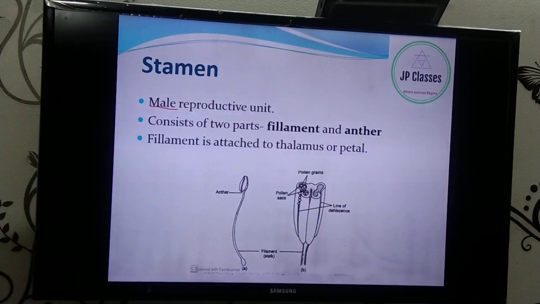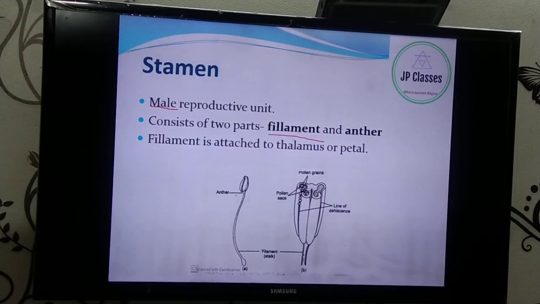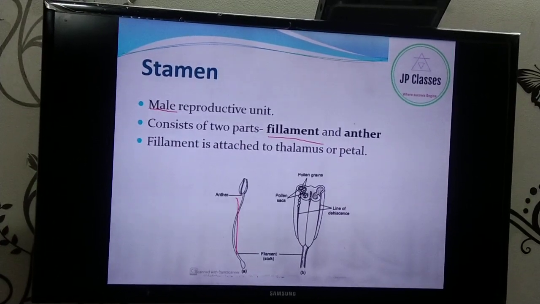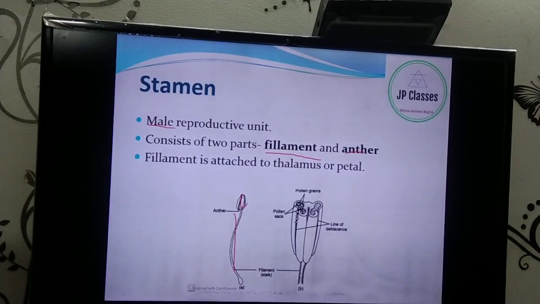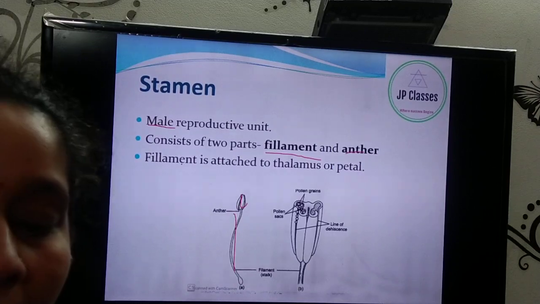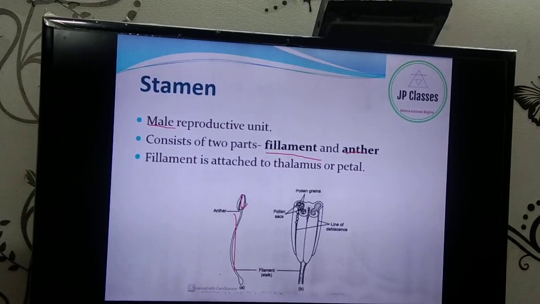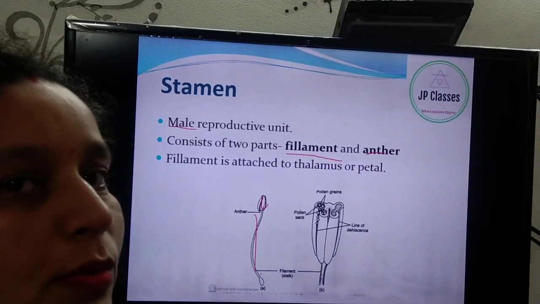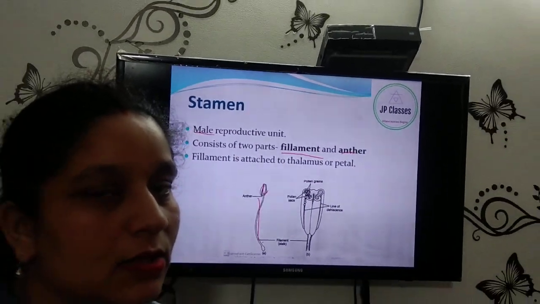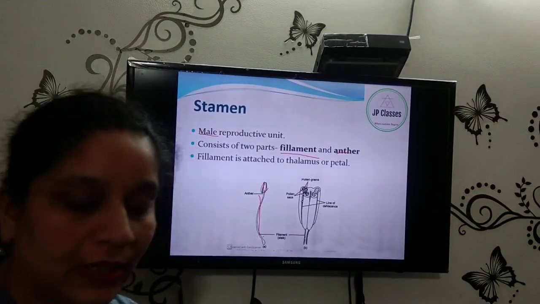Now the stamen consists of two parts. One is your filament, the stalk one. This stalk is known as your filament, and the other is the anther. Anther, this is your bilobed structure. This structure is known as your anther. Now filament is attached to the thalamus or the petal. These filaments help this anther to attach either to the thalamus or the petals, because in some flowers we see that the petals are fused with the androecium part. So in that case it is attached to a petal.